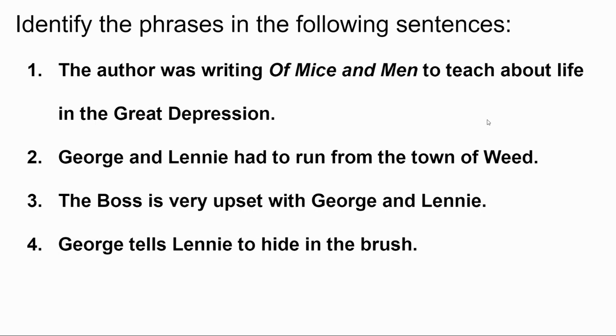Okay, so for example, the author was writing Of Mice and Men to teach about life in the Great Depression. Right away, I can start breaking things down. The author, there's my subject. The subject of a sentence is not going to be part of a phrase, one of the three phrases we're looking at. Was writing. So, wait a minute, I have my main verb writing. I have was helping. So I see here's my verb phrase. To, there's a verb following it, to teach.